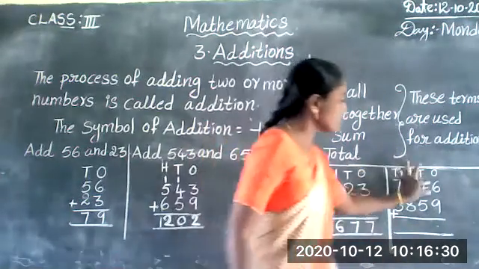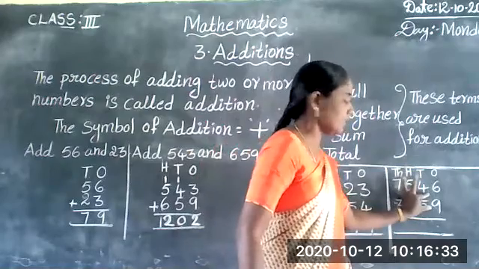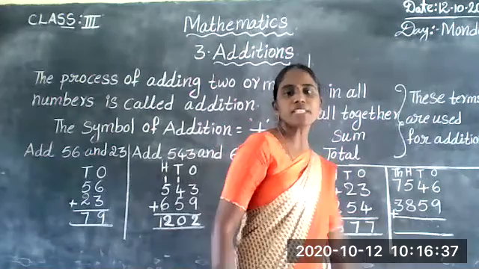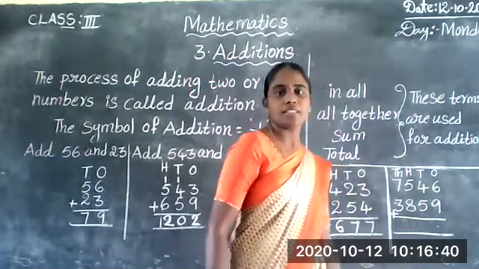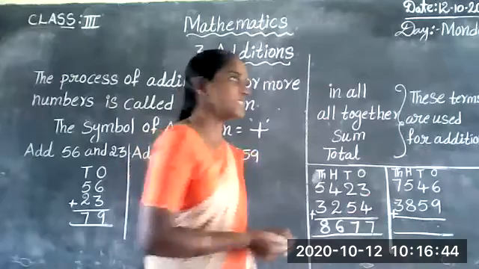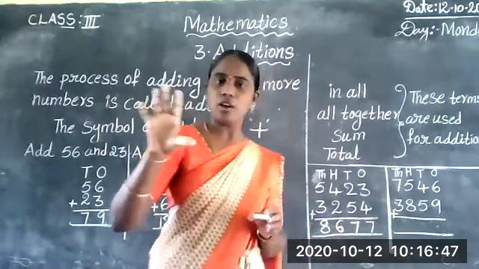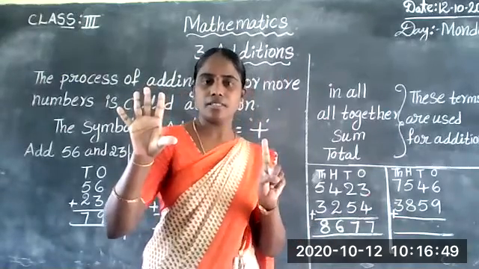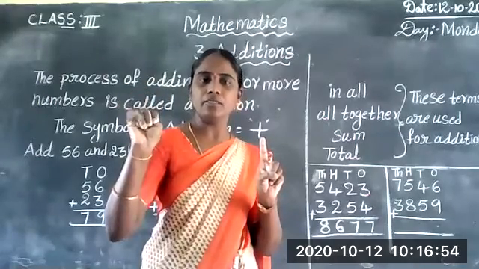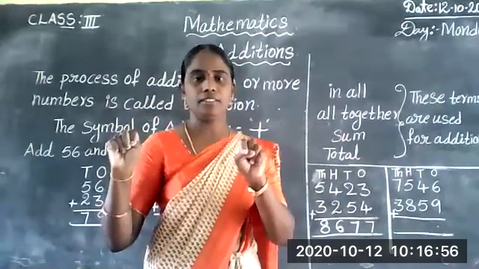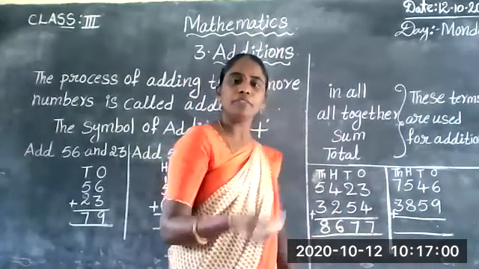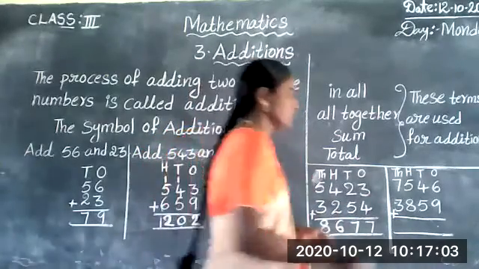In ones place, 6 and 9 digits are there. Add 6 and 9. What is the sum of 6 and 9? 9 plus 6 is 15. 9 after, count 6: 10, 11, 12, 13, 14, 15. How can we write 15? 15 is a carrying number.